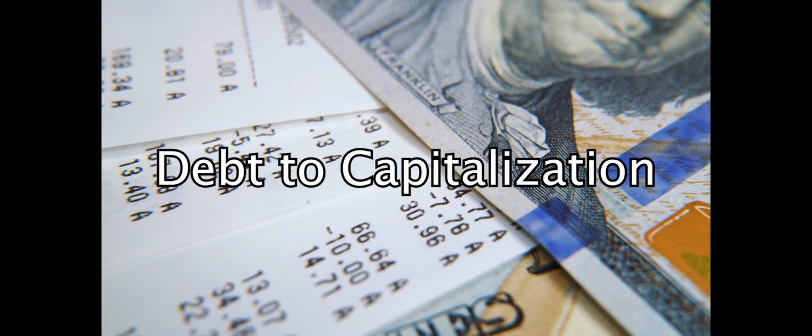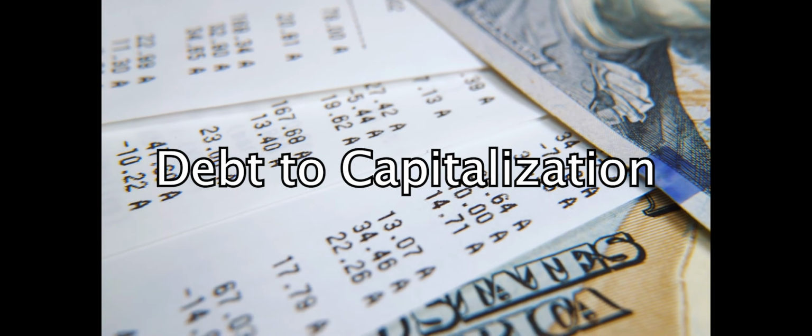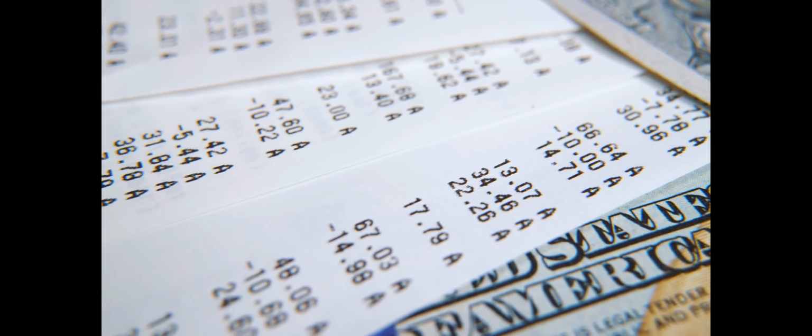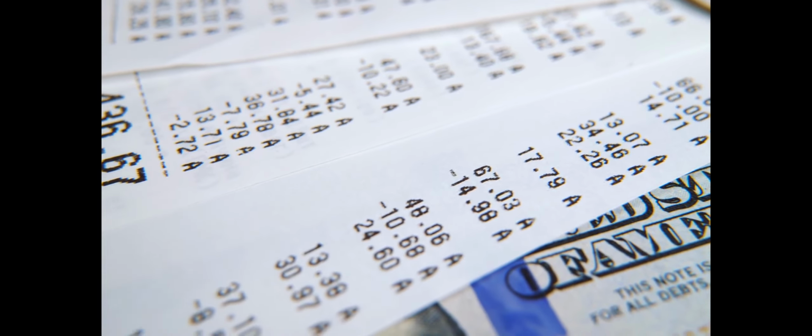The third ratio is debt to capitalization. This ratio shows how much debt makes up your long-term capital mix. This ratio is important because there's a tipping point where it becomes almost impossible to create enough cash flow to pay off the debt service. Typically, this ratio is shown as a percentage, and the lower the ratio, the better.